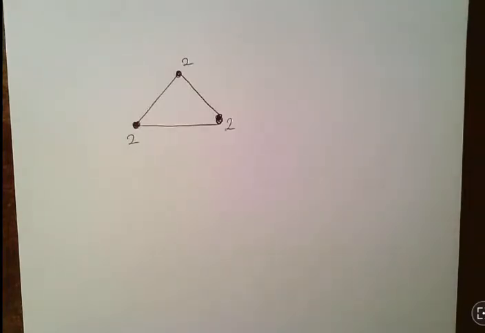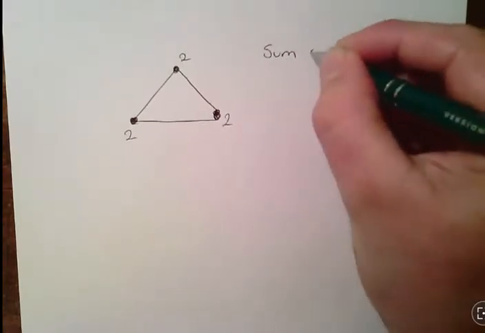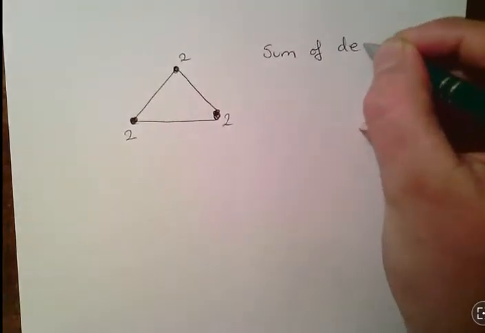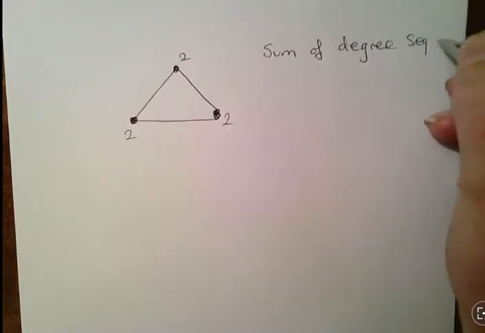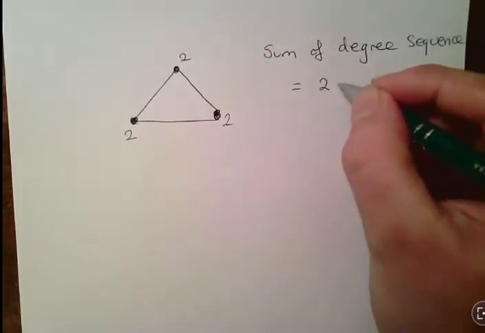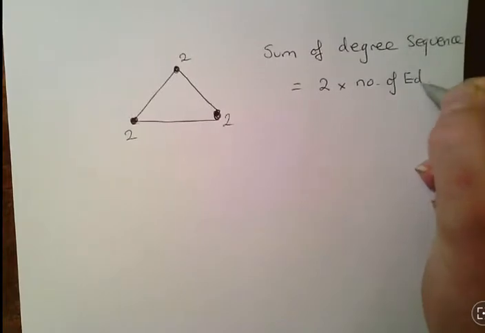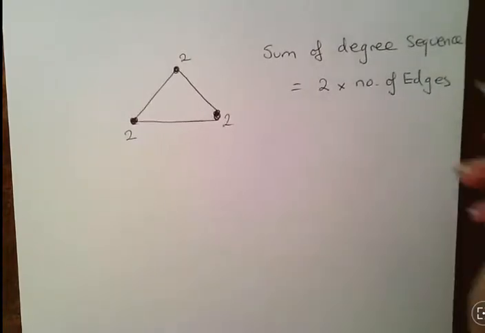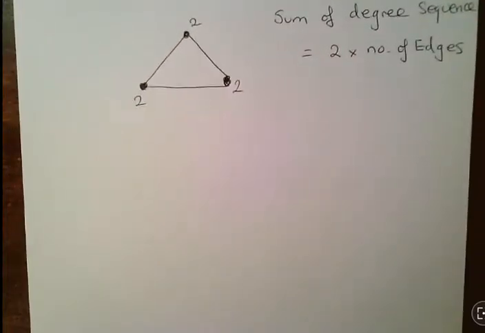So essentially, what we're going to do here is sum the degree sequence. The sum of the degree sequence equals 2 times the number of edges. Now, state without proving, okay? But let's cross-check that against another example.